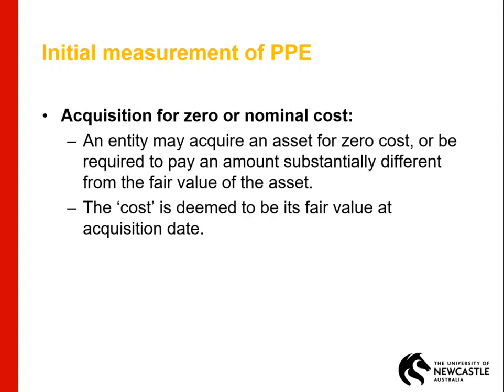Another situation that can arise is, well, okay, an entity may acquire an asset for a zero cost or be required to pay an amount which is substantially different from the fair value of the asset. And as we said, the cost is deemed to be the fair value at acquisition date. The situation for for-profit organisations is that if they do receive an asset at zero cost, then they would not record the asset. If it's a heavily discounted asset, and they're only required to pay a nominal amount, then that would be the amount plus any directly attributable costs that they would record. So it's the purchase price, essentially what the entity is giving up to acquire that asset.